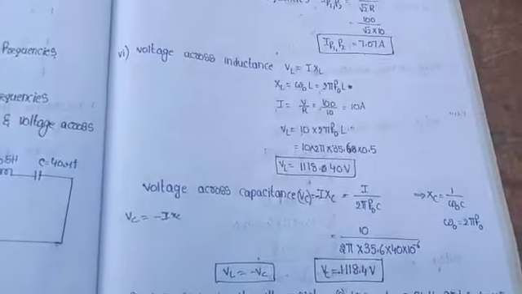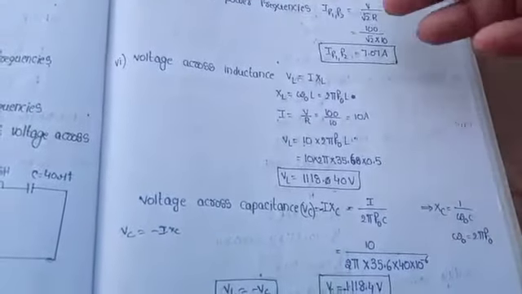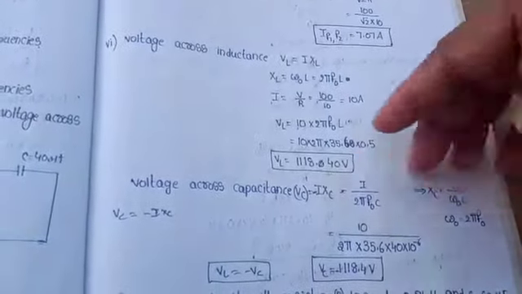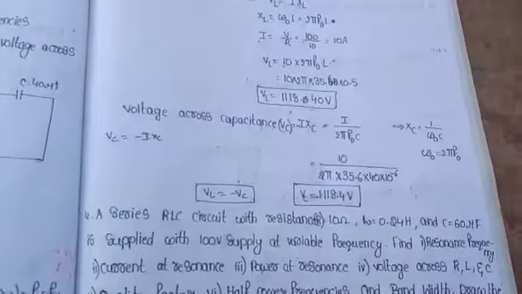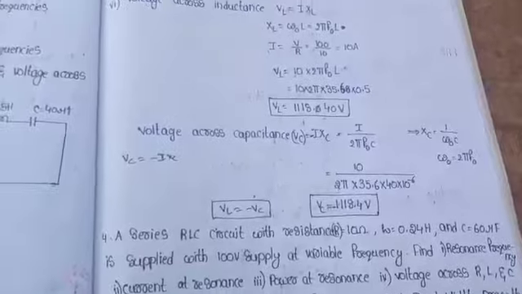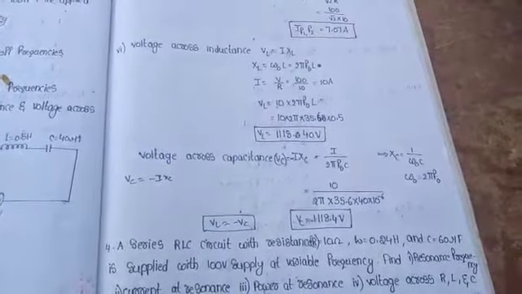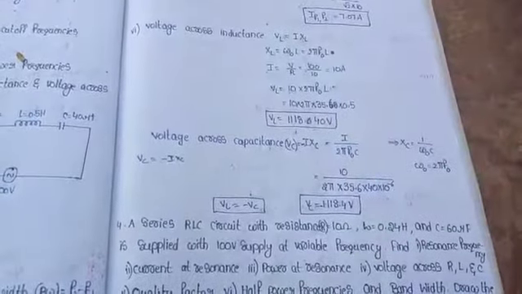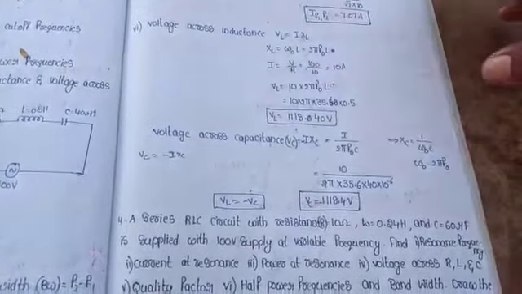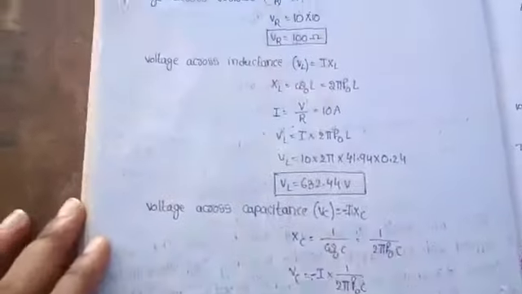And the voltage across the inductor, VL is equal to I into XL. I value is 10 amperes and XL is 2 pi FL. Substituting, VL is equal to 311.84. Same for the voltage across the capacitor, VC is equal to I into XC. XC is nothing but 1 by omega C, and we get VC equal to 311.84 volts. So they are asking questions, problems like this.